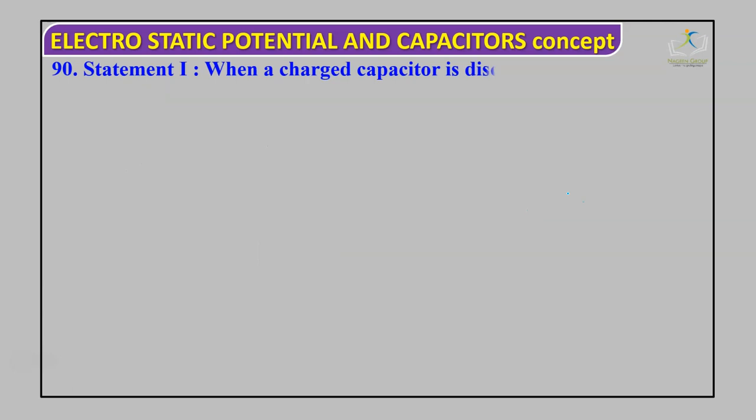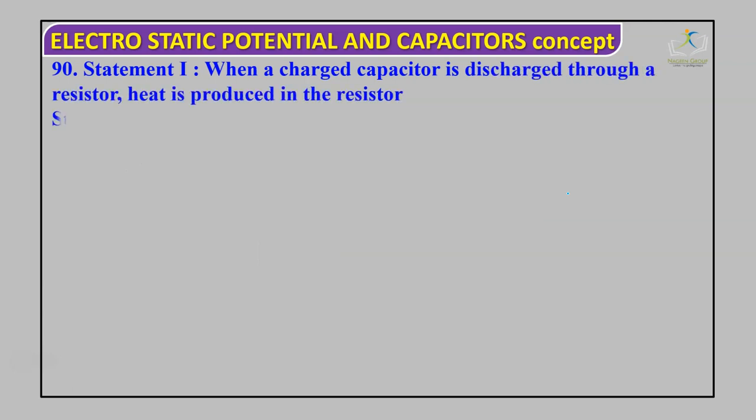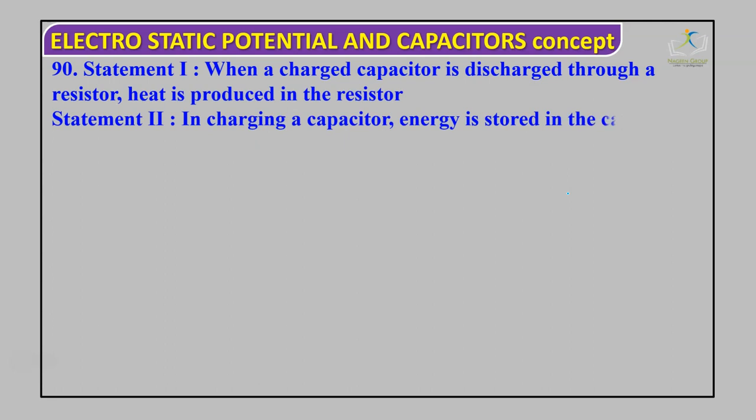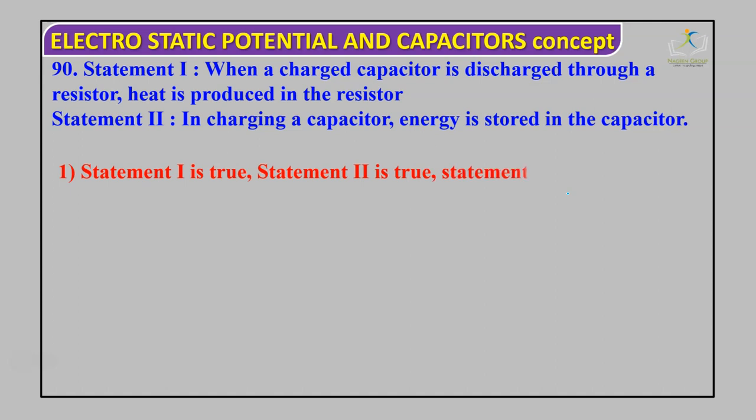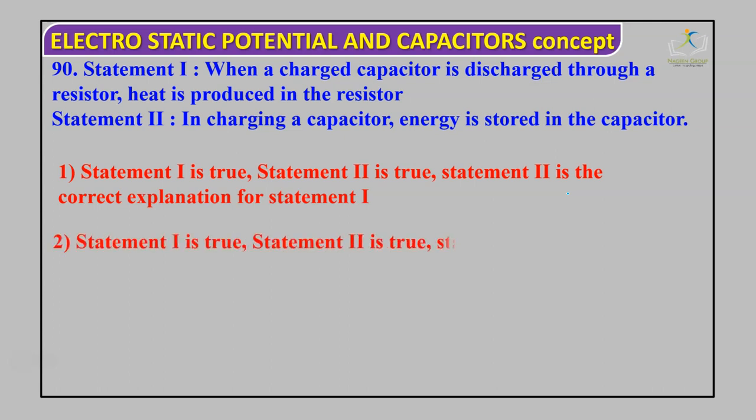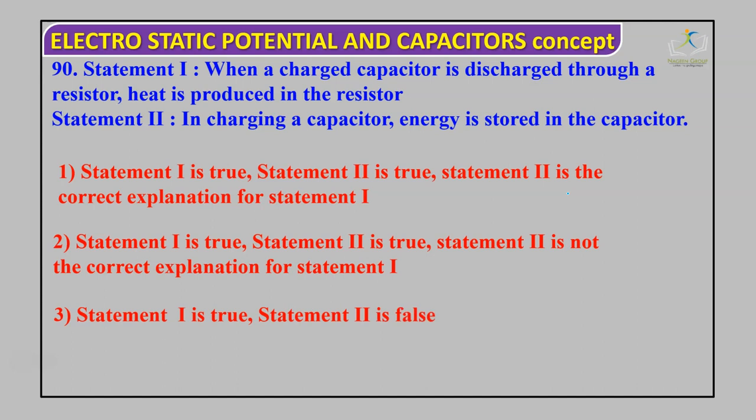Next and the last question which we have. Statement first, when a charged capacitor is discharged through a resistor, heat is produced in the resistor. Statement second, in charging a capacitor, energy is stored in the capacitor. Statement 1 is true, statement second is true, statement second is the correct explanation for statement first. Statement first is true, statement second is true, statement second is not the correct explanation of the first. Statement first is true, statement second is false. Statement first is false, statement second is true. Second option is the correct option.